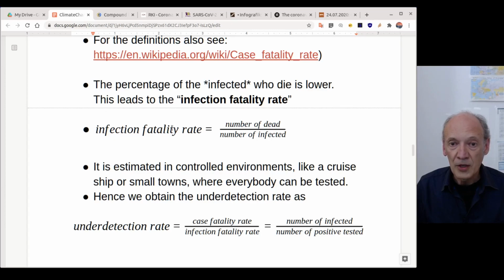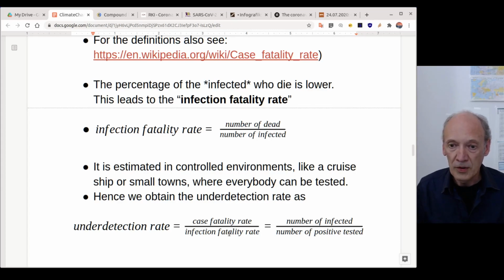So this infection fatality rate is difficult to estimate because it depends on the people that are infected, which we didn't detect, right? And that's why it's estimated in controlled environments like a cruise ship or in small towns where everybody can be tested. And if we have this number, then we can obtain the under-detection rate as case fatality rate divided by infection fatality rate. So this basically is the same as the number of infected divided by the number of positive tested.